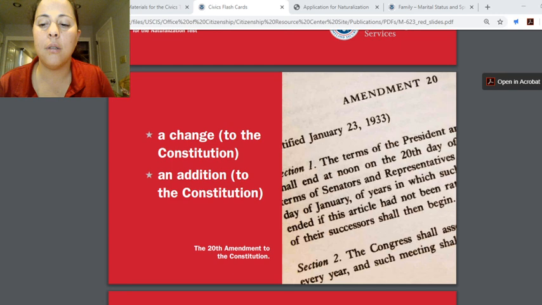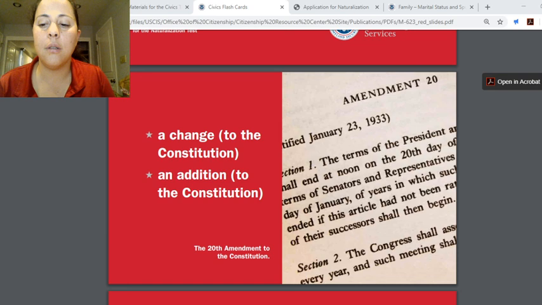Question number 5. What do we call the first 10 amendments to the Constitution? Correct, the Bill of Rights. So if the officer asks you, what do we call the first 10 amendments of the Constitution, front of the flashcard, the answer is the Bill of Rights. Okay?